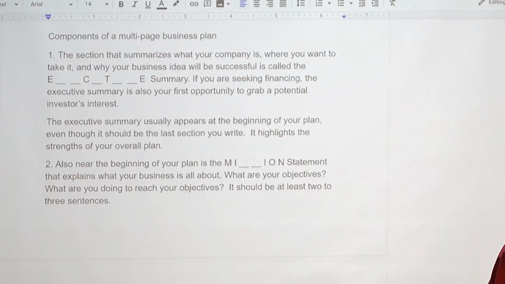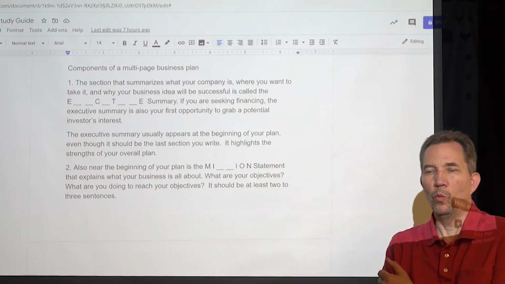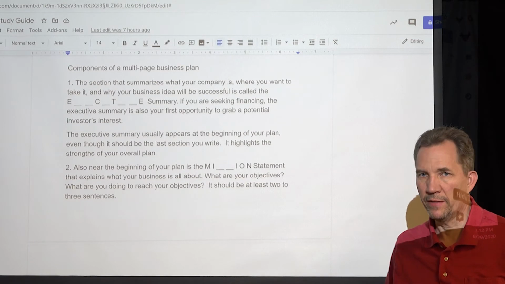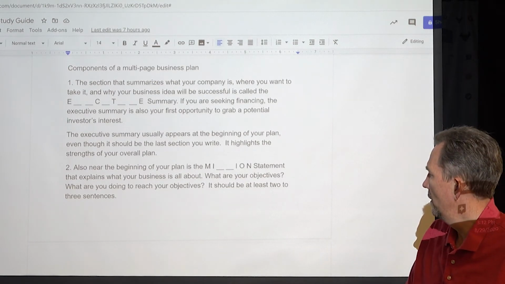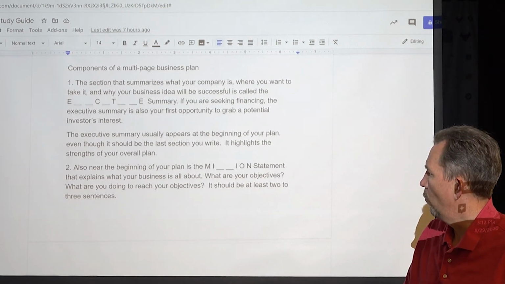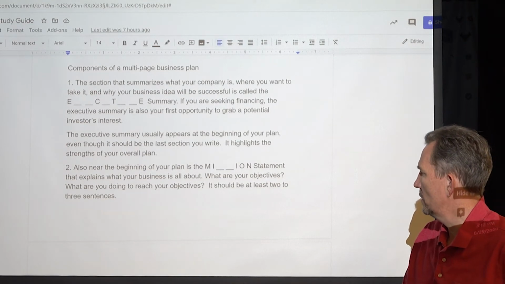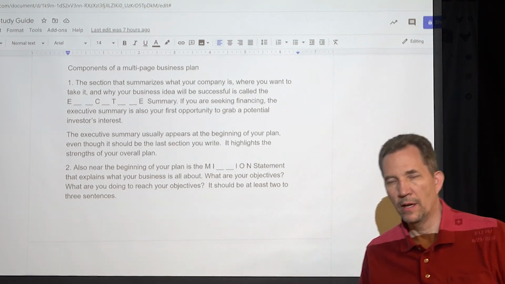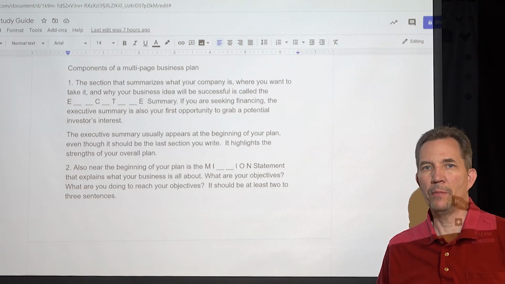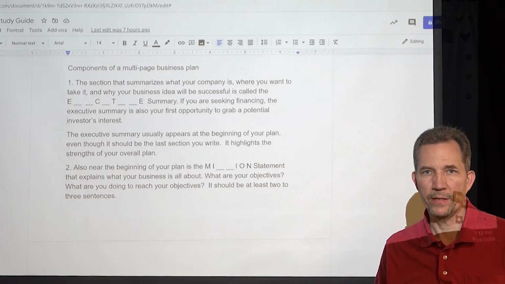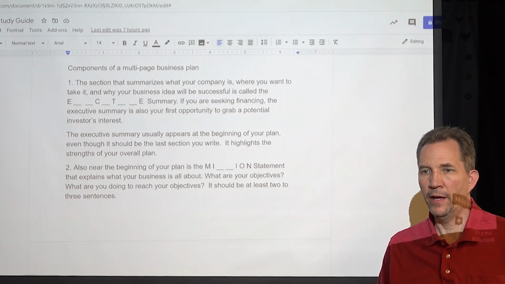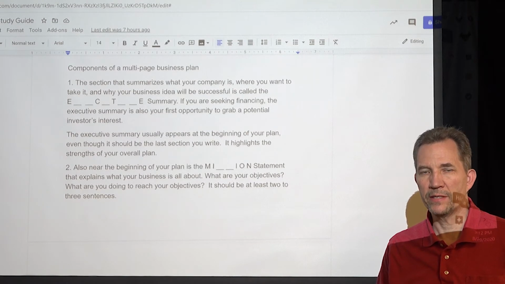Also near the beginning of your plan is the mission statement. That explains what your business is all about. So what is the mission of your company? This is usually about 3 sentences. What are your objectives? What are you doing to reach your objectives? And it should be at least 2 to 3 sentences. I'm going to put up on the screen some common mission statements, hopefully from some companies that you've seen or heard of. And you can kind of get an idea of what some mission statements look like.